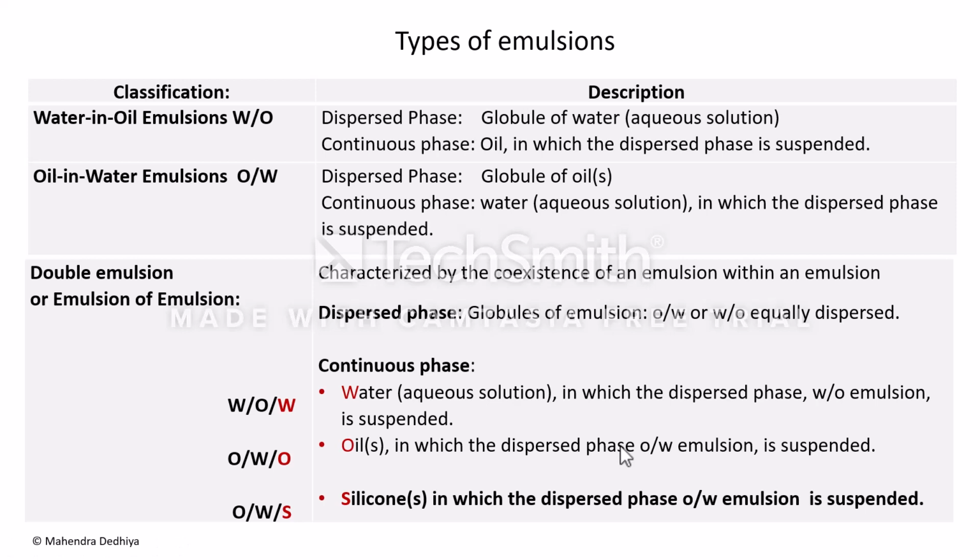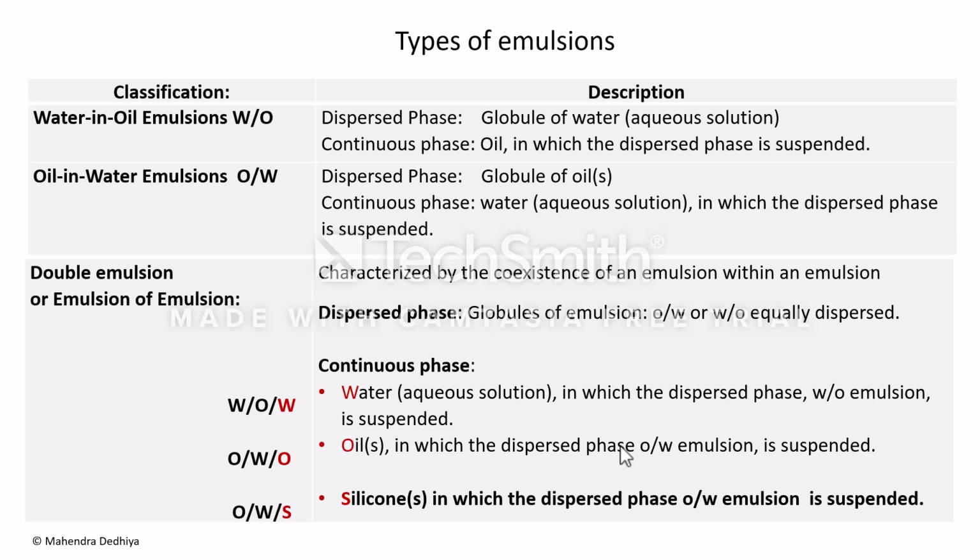The type of emulsion will depend on water and oil content, or aqueous and oil phase, and emulsifiers. In this case, globules are of the aqueous or water phase. In oil in water, the globules are made out of oil. And then there are double emulsions, or emulsions within emulsions. These are characterized by the coexistence of an emulsion globule within an emulsion. In a double emulsion, an emulsion acts as a globule.